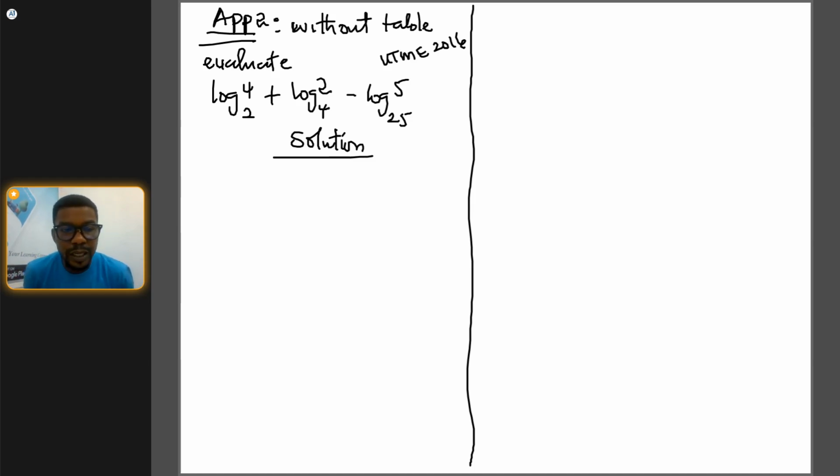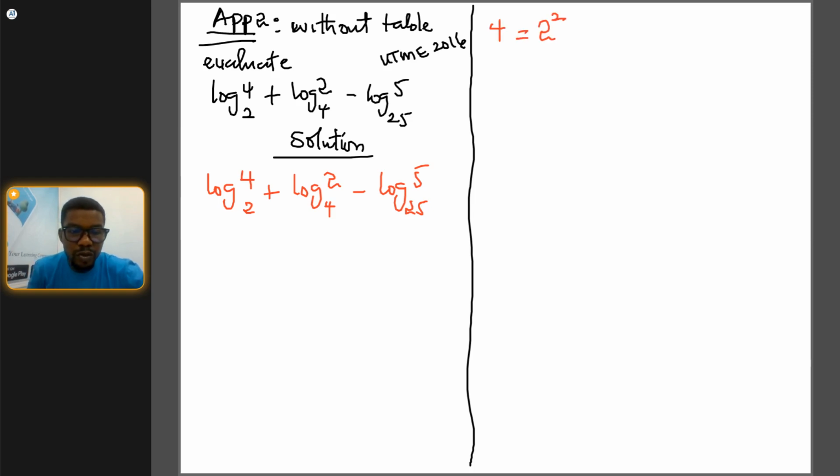So we want to consider now a question under logarithm, and that question is from UTME 2016. We are asked to evaluate without using table, so we need to simplify until we get the final answer. So we have log 4 base 2 plus log 2 base 4 minus log 5 base 25. To do this, we need to express 4 in terms of the base. The base here is 2, so 4 will now be equal to 2 raised to power 2. So I can have the same thing as the base. And for log 2 base 4, the base is 4. We can also express the base in terms of what we have here, which is this 2.